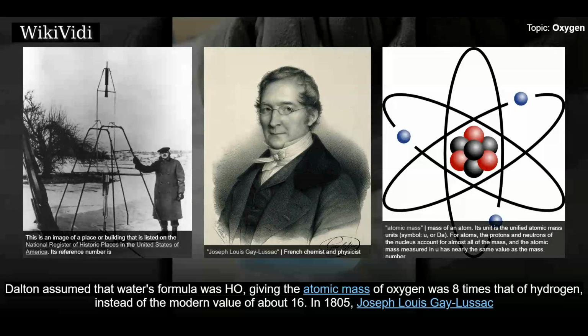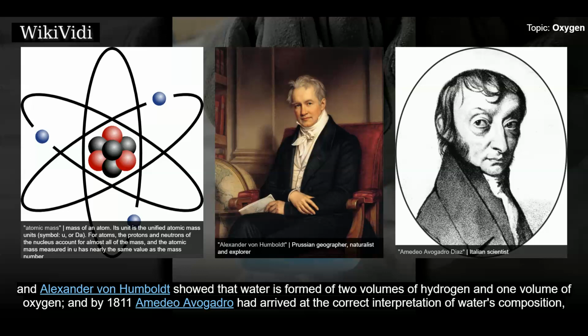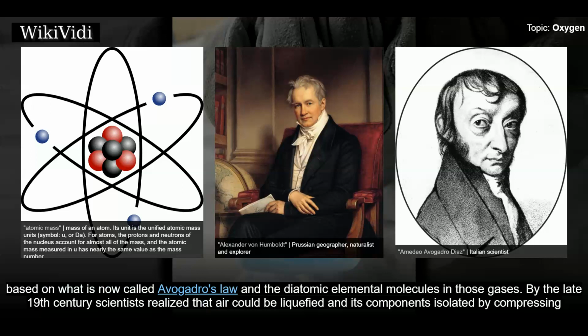In 1805, Joseph Louis Gay-Lussac and Alexander von Humboldt showed that water is formed of 2 volumes of hydrogen and 1 volume of oxygen. And by 1811, Amedeo Avogadro had arrived at the correct interpretation of water's composition, based on what is now called Avogadro's law and the diatomic elemental molecules in those gases.